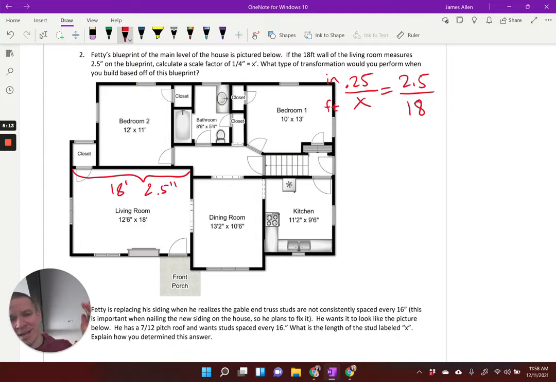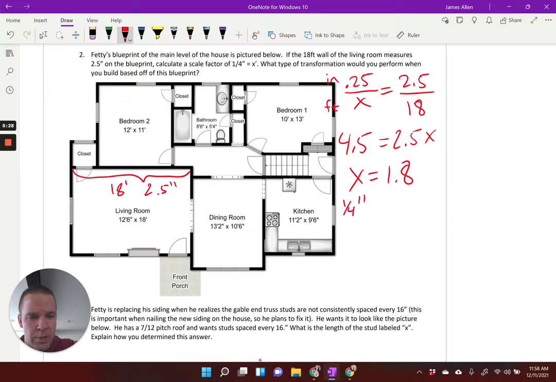So 18 times 0.25 is going to give me 4.5. 4.5 equals 2.5x. If I divide that by 2.5, it's not necessarily going to be that nice. X equals 1.8. So what does that mean? That means 1/4 inch equals 1.8 feet. Now, that would obviously not be a very ideal blueprint scale in real life. But I did want you guys to do a little bit of the math behind it. Usually they'll be like 1/4 inch equals 1 foot, or 1/4 inch equals 10 feet, or whatever. Okay, they'll usually be very nice numbers, but we're just kind of mathing through this one.